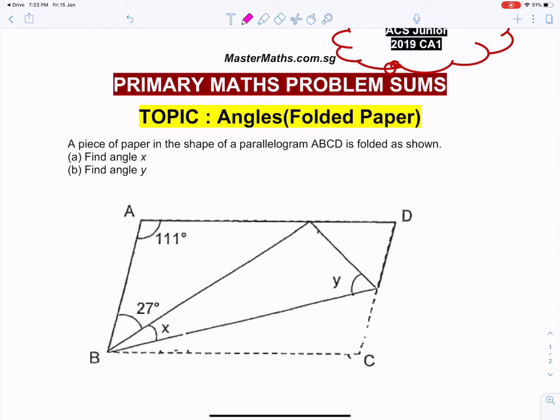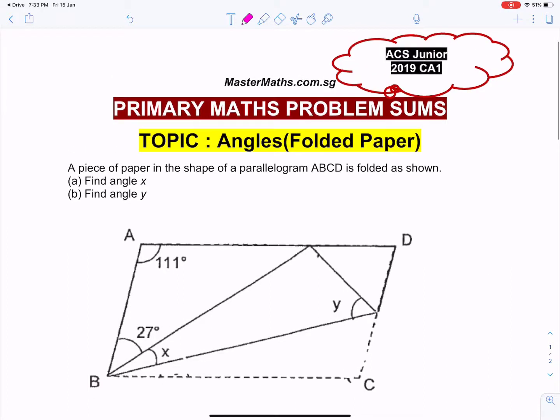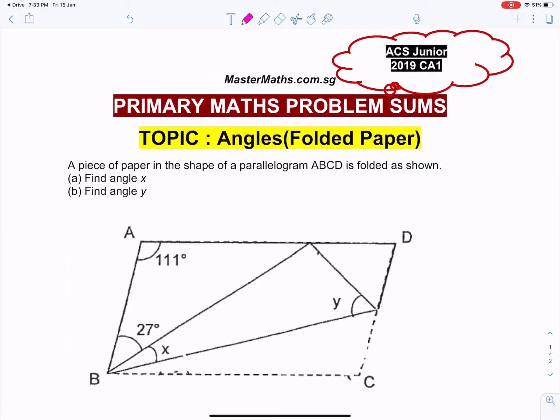This question here is about an angles folded paper question. Now this kind of question is trending, so it's good if you can actually know how to do it and the concepts behind such questions. You can actually find this exact same question in ACS Junior 2019 P6 CA1 Maths exam.